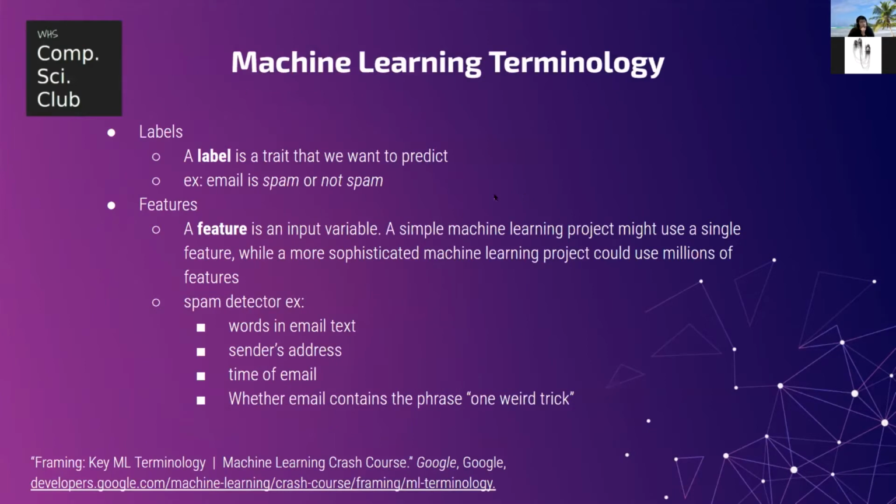And then quick machine learning terminology that we went over last week or 2 weeks ago. A label, that's the trait that we want to predict. A feature are input variables. So if we're trying to make a spam filter for email, a feature might be the words in the email text. And obviously, the more advanced the project is, the more features it's going to have. And the simpler it is, the fewer features it's going to have.